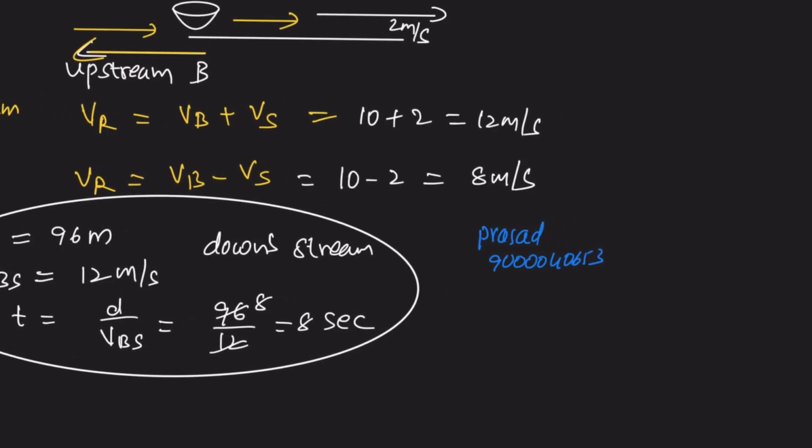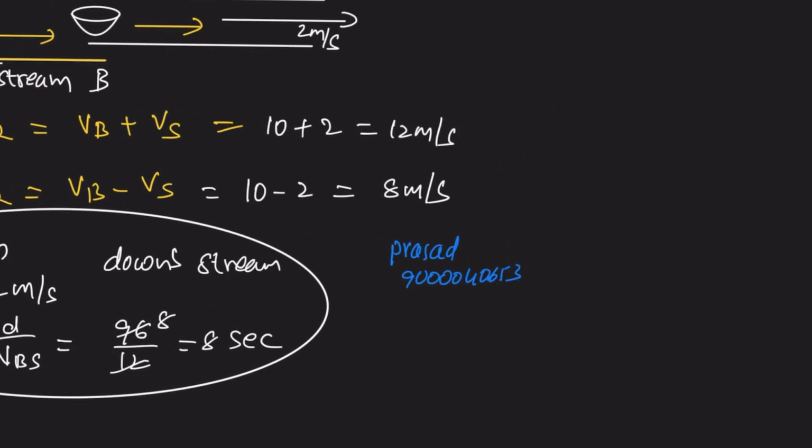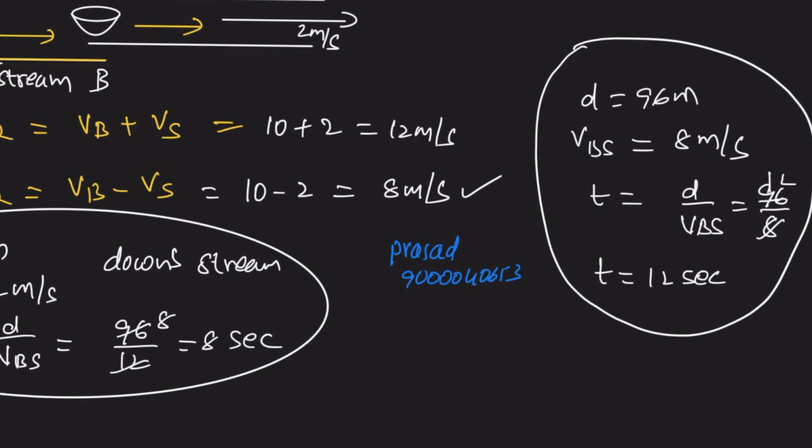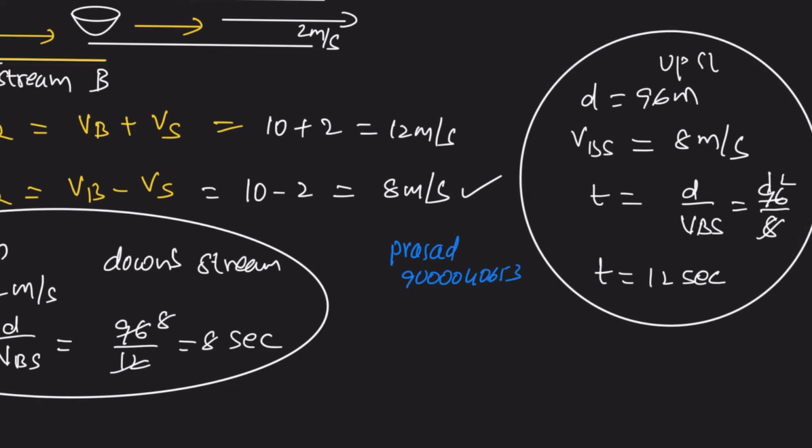Now upstream. For upstream, the distance is equal to 96 meters. The velocity of the boat with the stream is 8 meters per second. So what is the time? Distance by velocity of the boat with the stream. So that is 96 by 8. So this is 12 seconds. So for upstream, it takes 12 seconds.